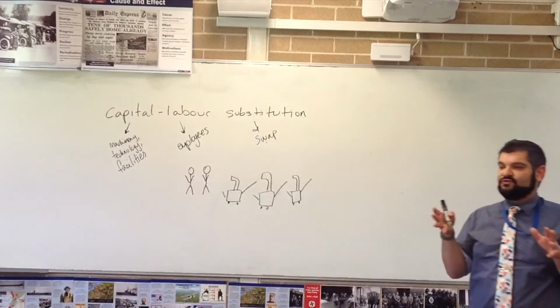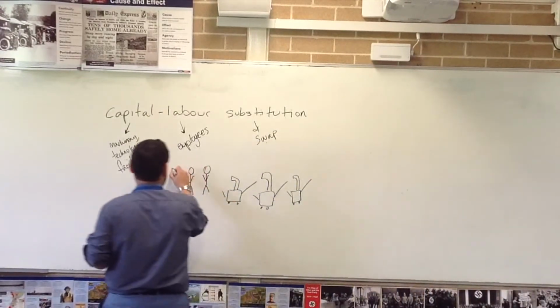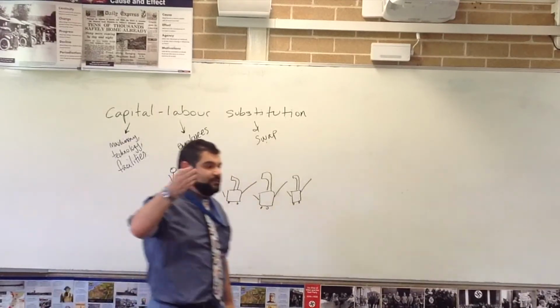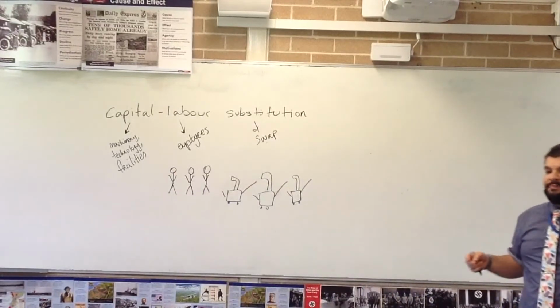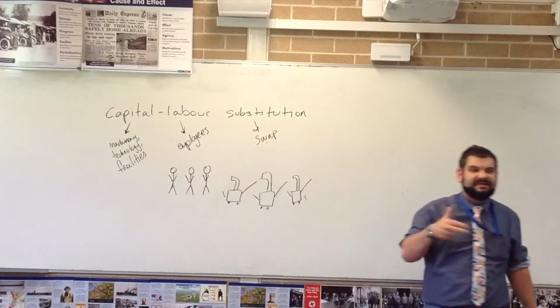It comes down to a few little factors here. Let's say we've got an even mix. One person works at one machine. Simple math. What happens if one of those machines all of a sudden breaks down? What's going to happen to that third person?